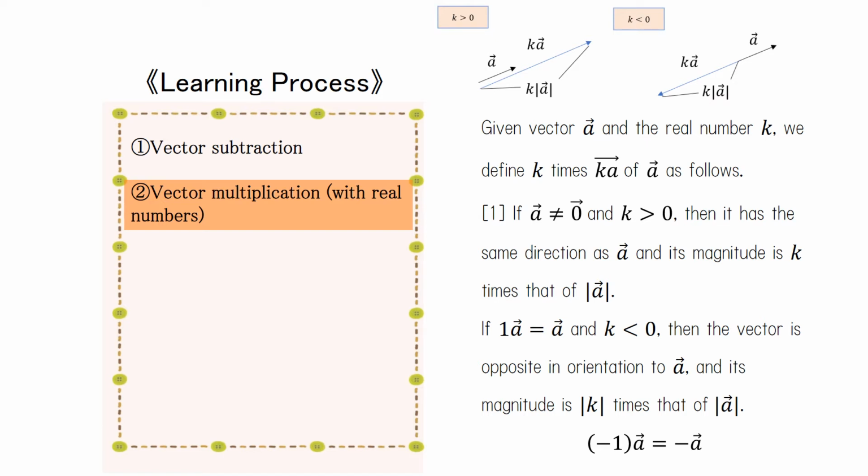If vector A is not equal to vector 0 and k is less than 0, then the vector is opposite in orientation to vector A, and its magnitude is the absolute value of k times that of the absolute value of vector A. Parentheses, -1, parentheses, vector A equals negative vector A.